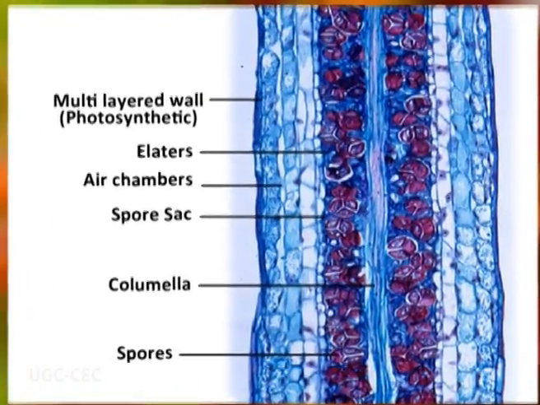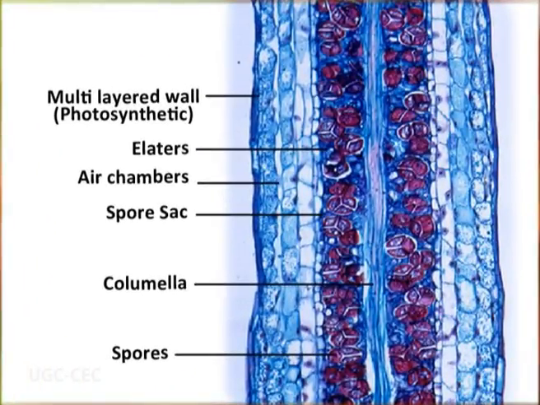The capsule wall in Anthoceros is multi-layered with stomata and air chambers. The cells contain chloroplasts and thus the capsule wall is photosynthetic. The capsule wall develops from the outer layer of amphithecium, while the inner layer of endothecium gives rise to the spore sac. The sporogenous sac contains spores and pseudoelaters.